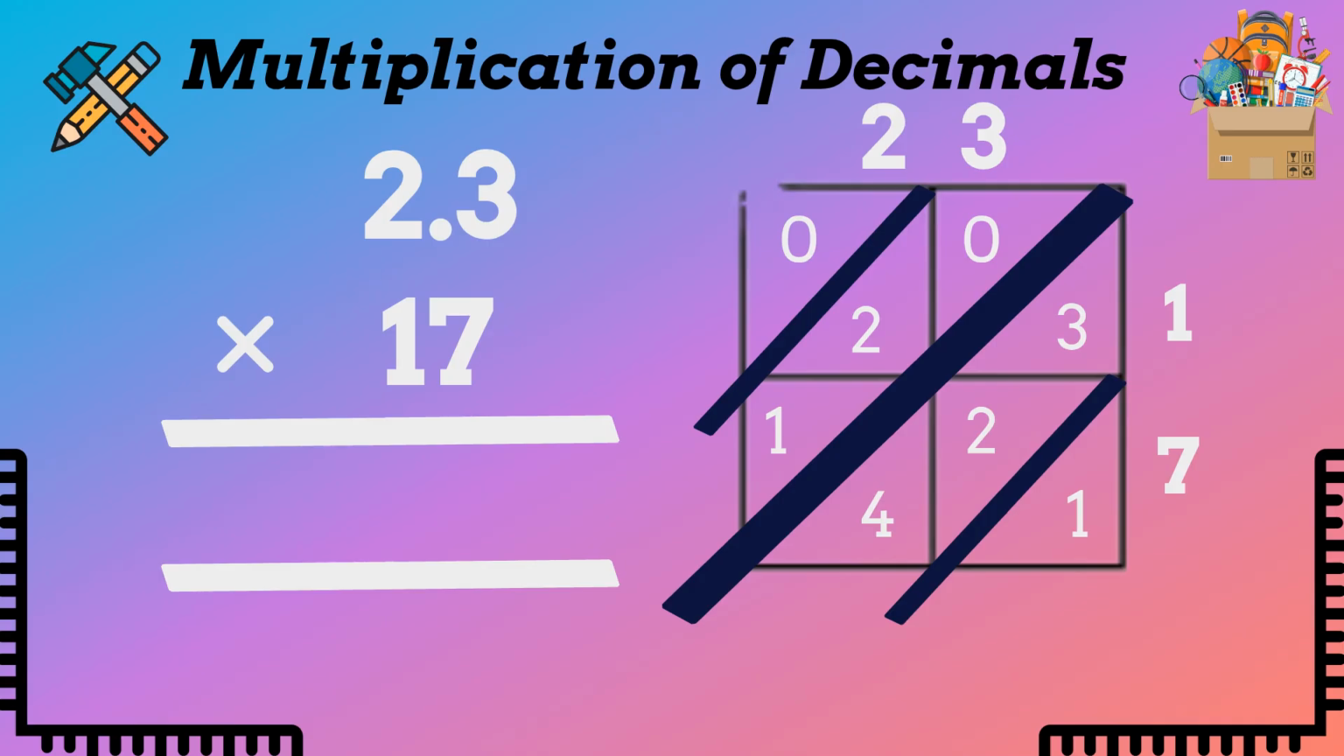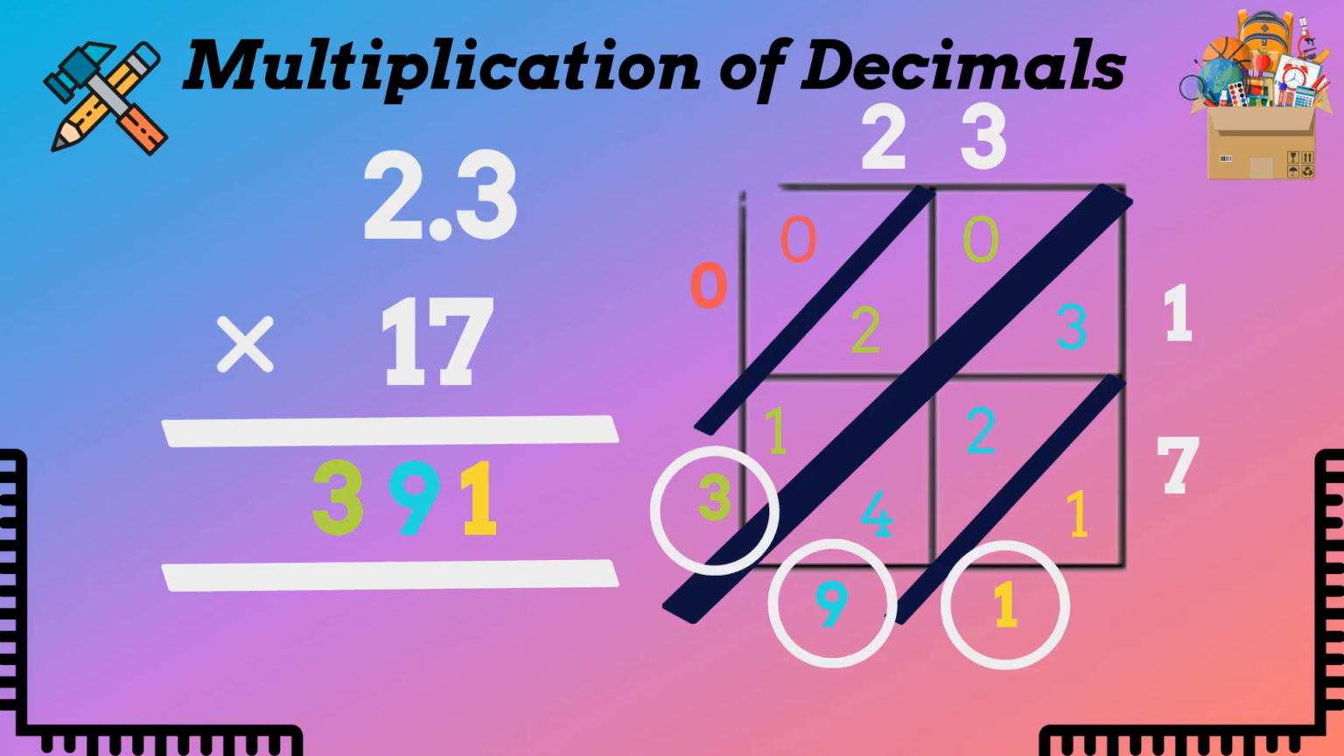What are we going to do next? We are going to add our numbers in the slanted direction. Let's begin. We have only 1 here. Then we have 4 plus 2 plus 3, which will give us 9. Next, we have 1 plus 2 plus 0. This will give us 3. Then we have a 0 to the top. We are not going to write the 0 to the top because that doesn't value anything. Our answer is 391. That's our multiplication answer.